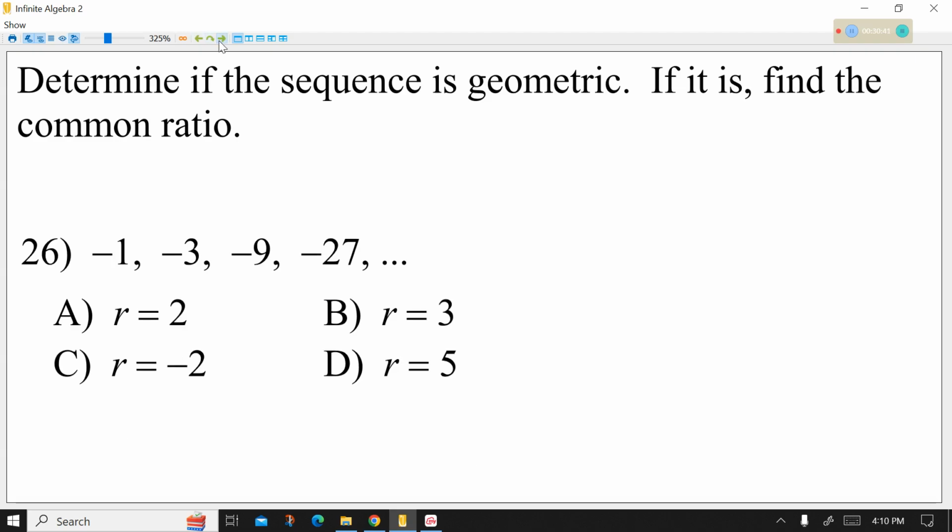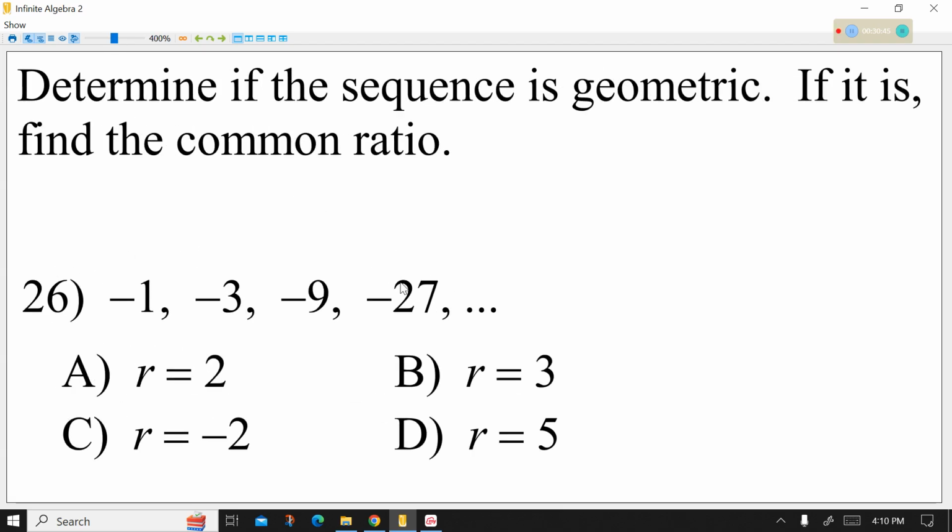So now for 26, we're looking for the common ratio, and again, you should see that we can divide negative 27 by 9, negative 9 by 3, negative 3 by negative 1, and we can get our answer of 3. But you can also notice that if I multiply 1 by 3, I get negative 3, times 3 again gives me negative 9, and times 3 again will give me negative 27. So our answer is just positive 3.